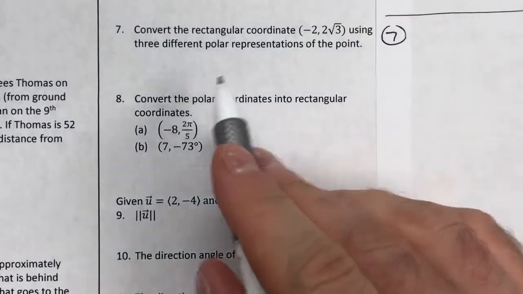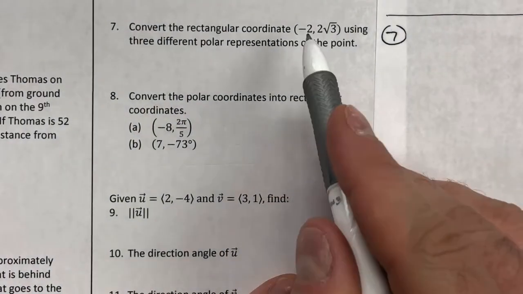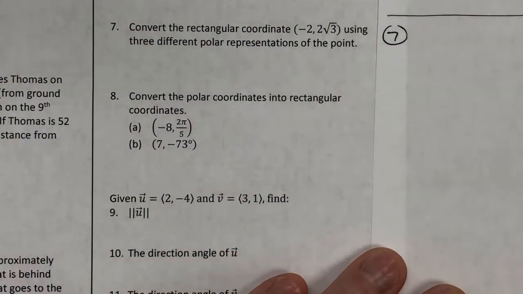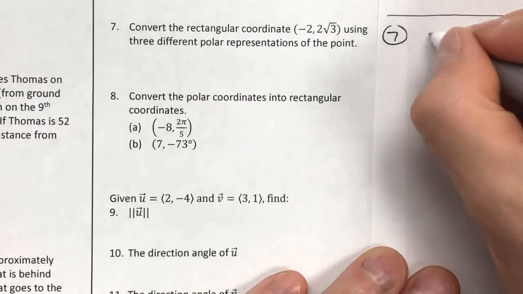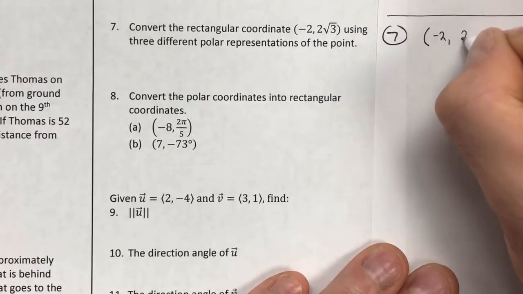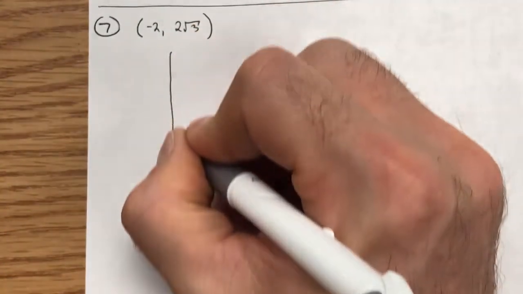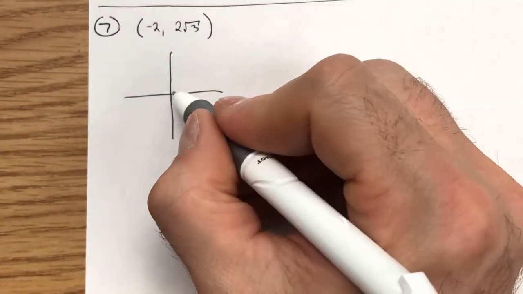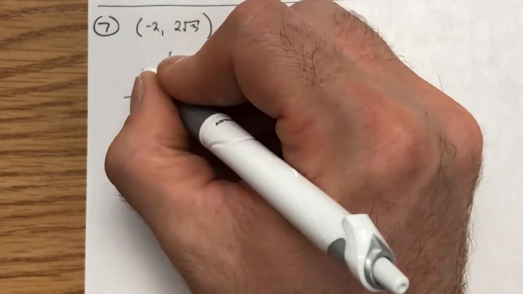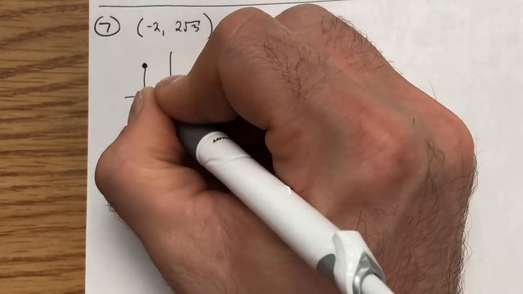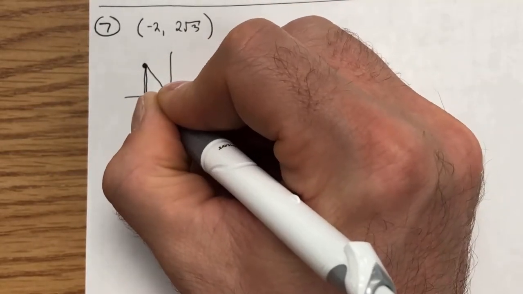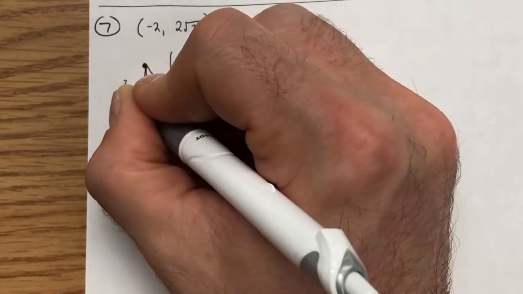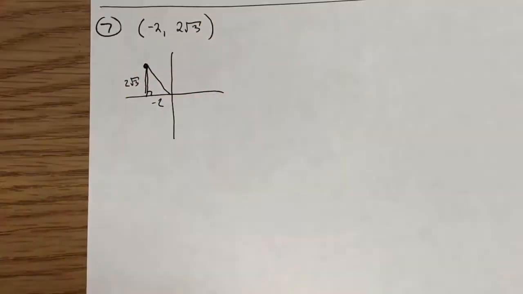Okay, so question 7, we want to convert rectangular coordinates into 3 different polar representations of that point. So let's go ahead and write this down. Negative 2, 2 root 3. Now, if we remember, rectangular coordinates tell us a direction of where to go on the grid. So if I have negative 2, 2 root 3, I'm somewhere right here, and I end up creating a triangle. So I have negative 2 and 2 root 3 as my x and my y.